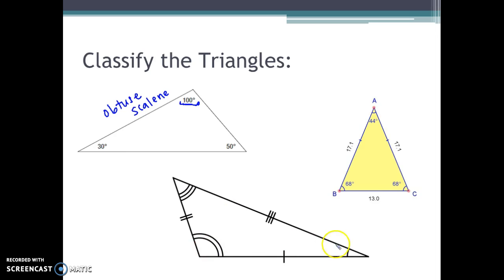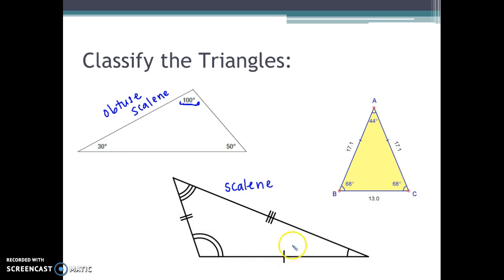If I know the triangle in the bottom, I know that all three angles are different and all three sides are different because none of them have the same number of dashes or curves. So that means that this one is just scalene. Now, even though it looks like this is probably obtuse, I cannot go by what I see. I can only go by what I'm given.